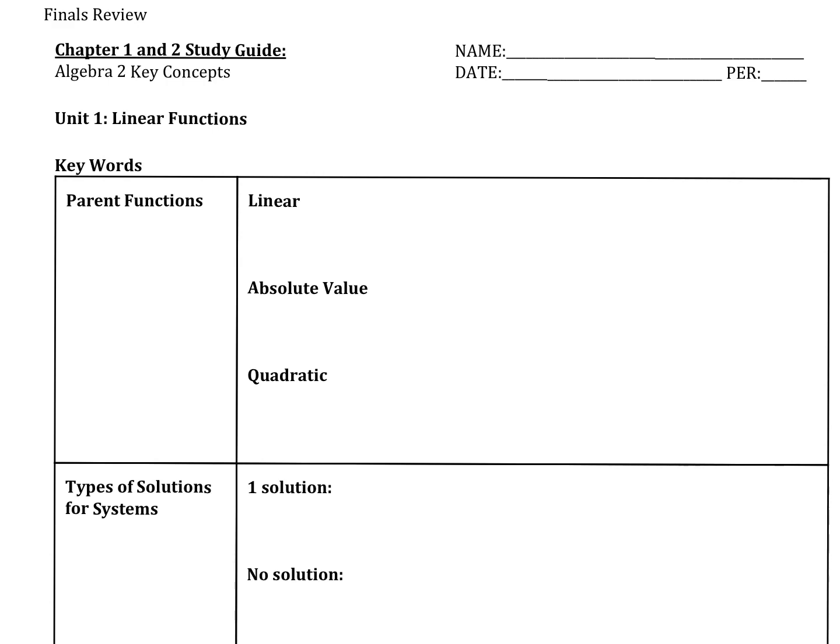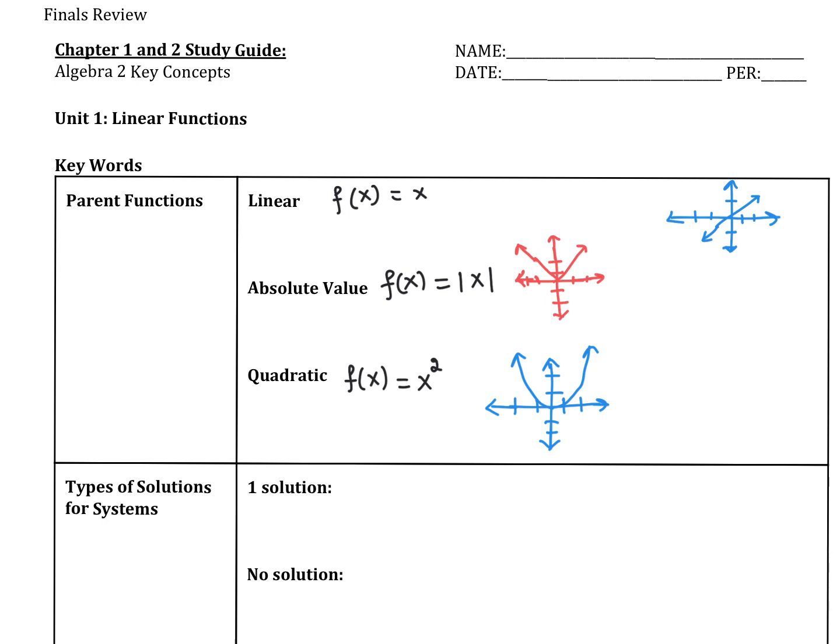Chapter 1 and 2 study guide for final. So first of all, we are going to discuss the parent function for linear, absolute value, and quadratic. The parent function for linear looks like f(x) = x, and the graph of a linear function is a line. Any line graph is a graph of a linear function, and the function is f(x) = x.